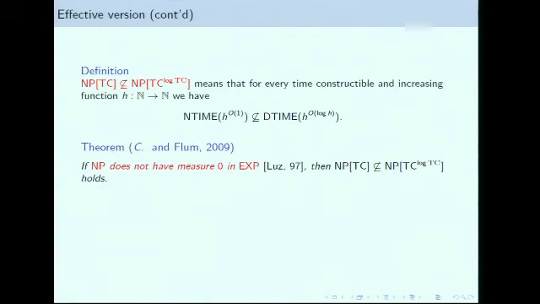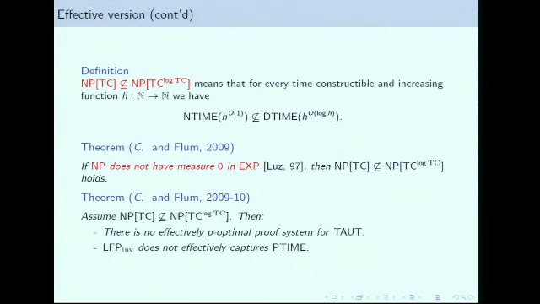So for this assumption, we are in fact able to link it to a known assumption from Jack Lutz from 1997. He formulated this assumption using his resource-bounded measure: if NP does not have measure 0 in EXP, then our assumption holds. Sorry, this should be P, so it's a macro error. Under this assumption, NP is not contained in PTC log TC. There is no effective P-optimal proof system for TAUT, and LFP invariant does not effectively capture P times.